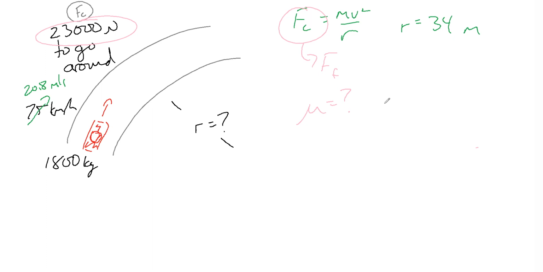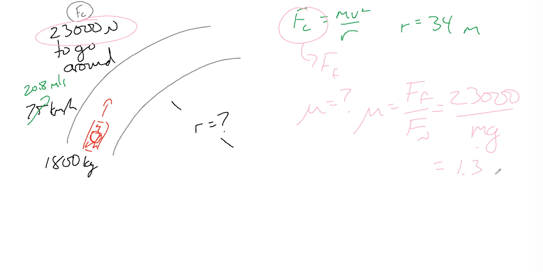So of course the coefficient of friction is FF over Fn, and in this case the friction is our FC, so that's that 23,000 newtons. And the normal force is just between the car and the road. And of course, normal force, we'll say flat road, everything perfect, would just be the weight of the car. So if I take the 23,000 and I divide it by the weight of the car, I can get a coefficient of friction of about 1.3.